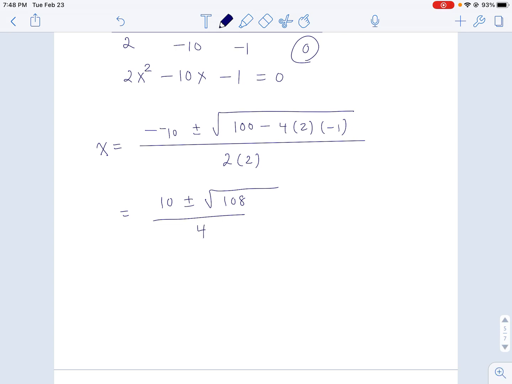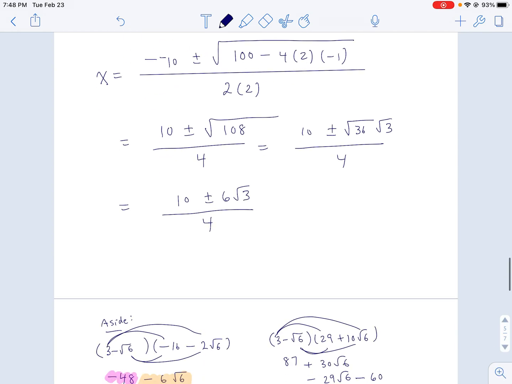You spend a lot of time in Algebra 2 breaking up radicals, right? We can do that here. You probably could do it on the side, but this is 36 times 3. And then finally, that would be 10 plus or minus 6 root 3 over 4. And I know you think you're done, but guess what? You have 3 coefficients that are all even, so you could take half of all those, right? If I take half of 10, I got 5. Half of 6 is 3. Half of 4 is 2. So that's 2 of my solutions.